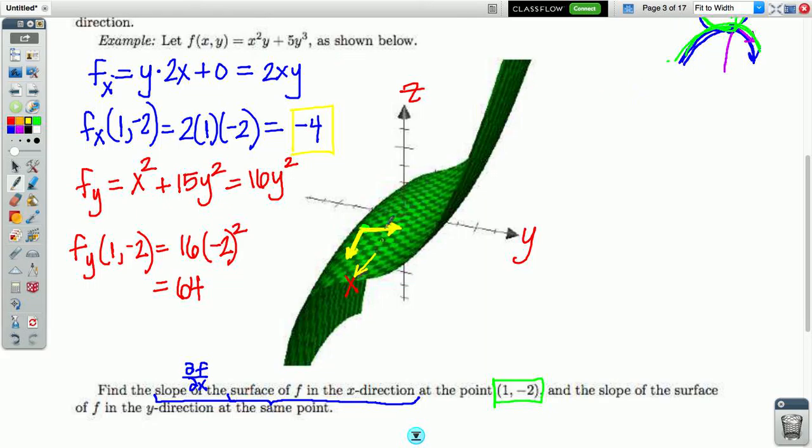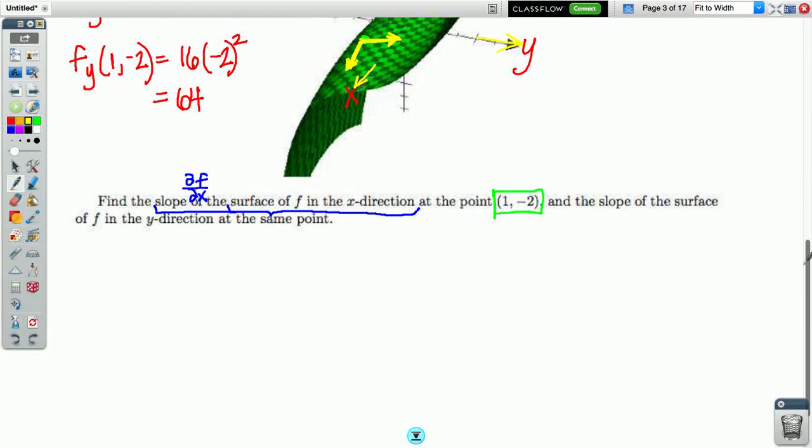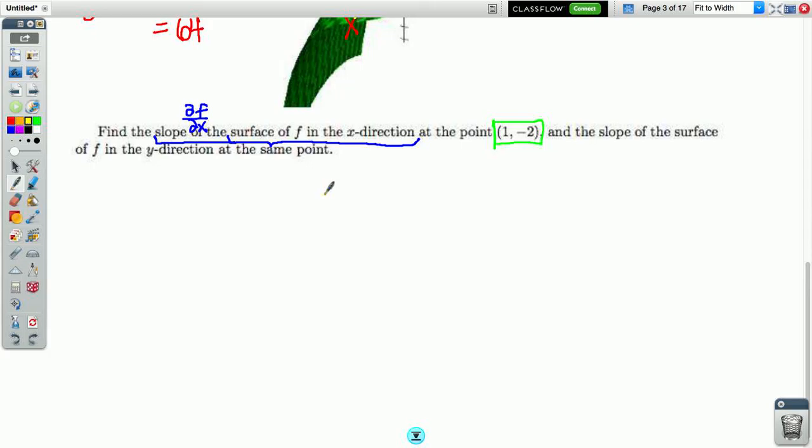If you face this direction toward the y-axis, you're looking way up a steep hill. And then if you turn just a little bit, 90 degrees, toward the x-axis, now you're looking down a hill. Not nearly as steep as the y, but still you're looking downhill. So that's how partial derivatives would tell us the slope of a function at any given point. We have to sort of talk about which direction you're looking, because now we have more than one choice.